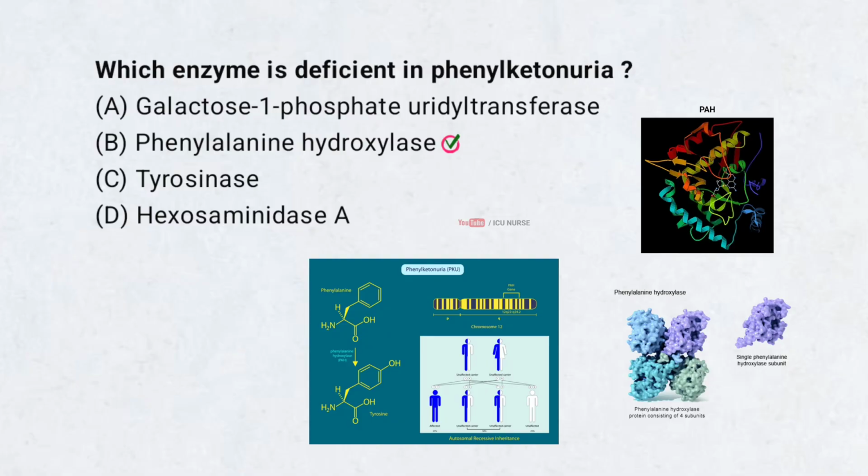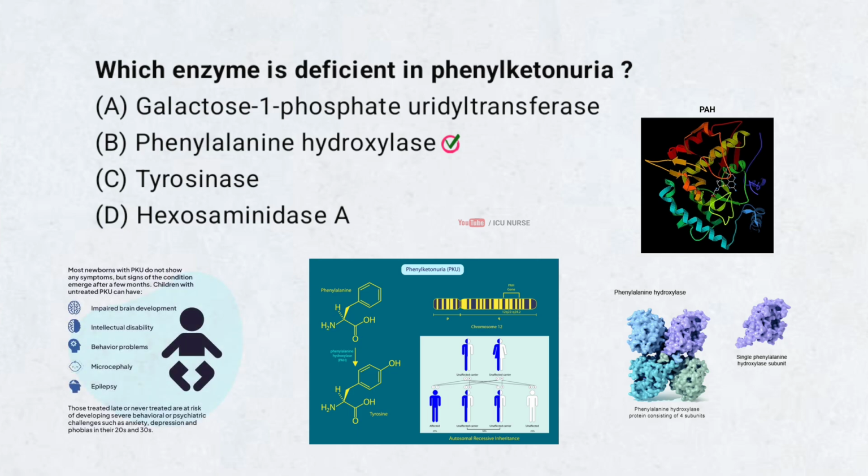Phenylketonuria is due to deficiency of phenylalanine hydroxylase. This leads to accumulation of phenylalanine, causing intellectual disability if untreated. Early dietary management prevents complications.